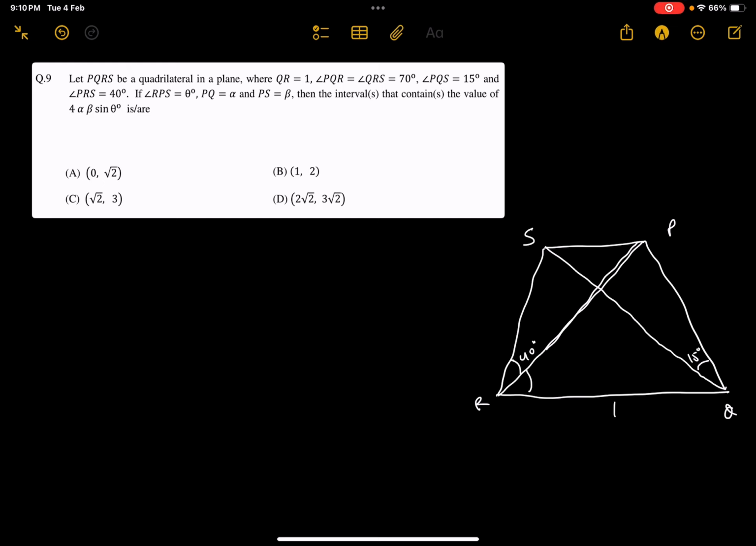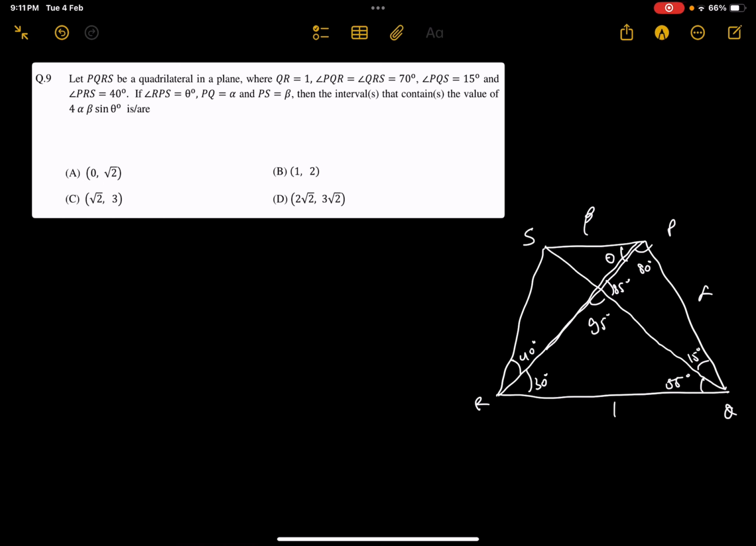That makes this angle 30 degree. This angle 55 degree. And QR is 1. PS is beta. This is alpha. So this is 55, 30. This is 95 degrees. This is 85 degrees. This angle is theta. Makes this angle 80 degree.